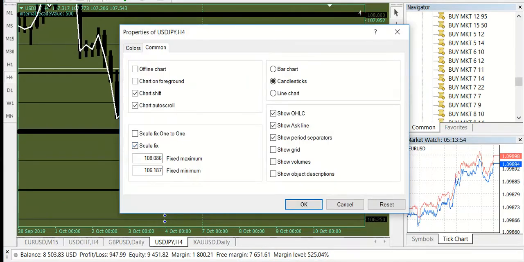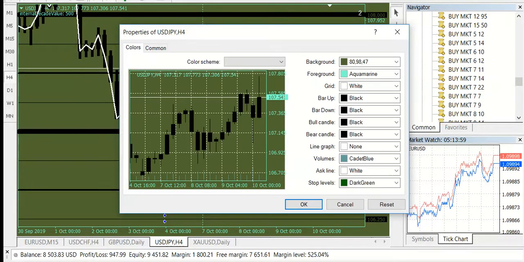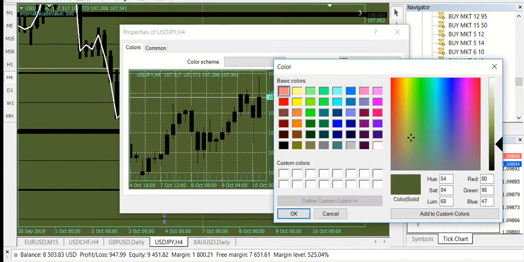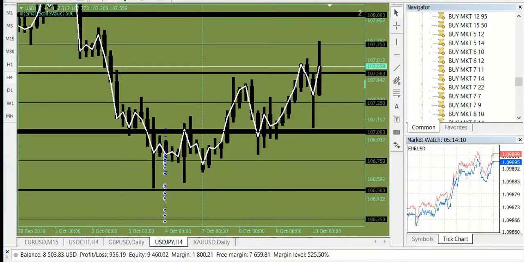Here comes the euro. It's going to go screaming north. I'm not going to touch it, though. Let me go for a better background color. So, yeah, it's pretty exciting trading, I must say. I would be out of this one.